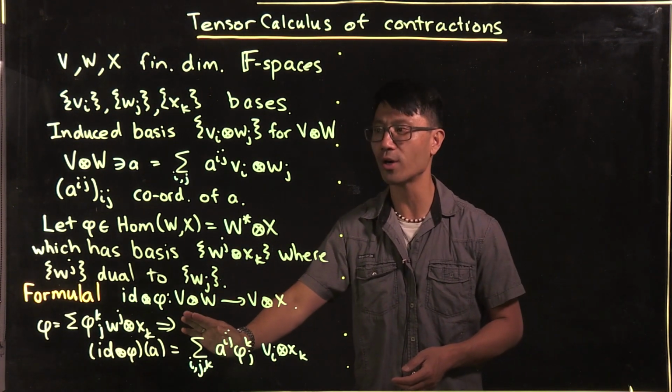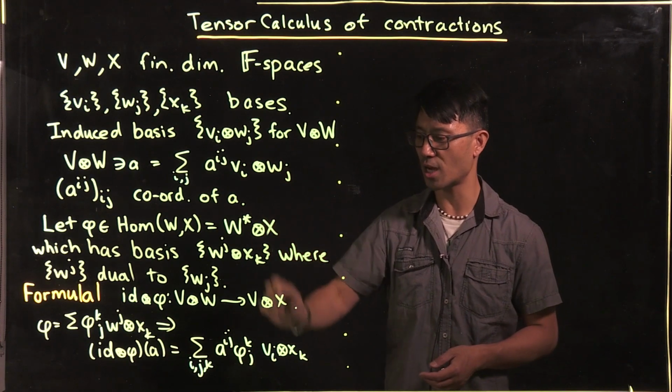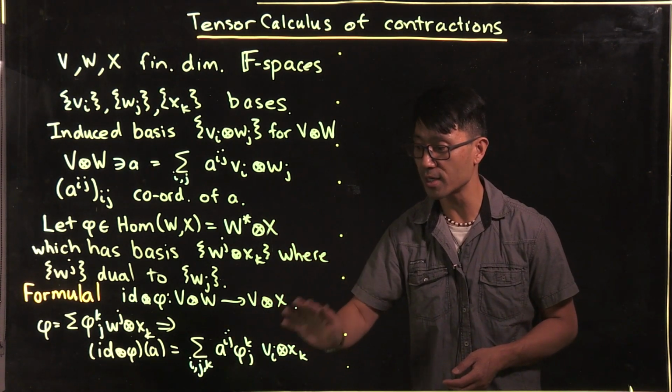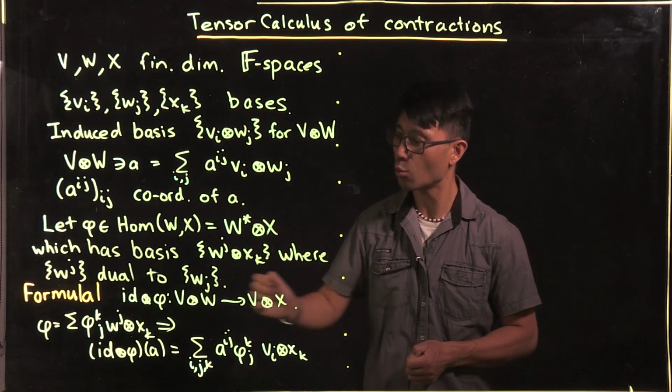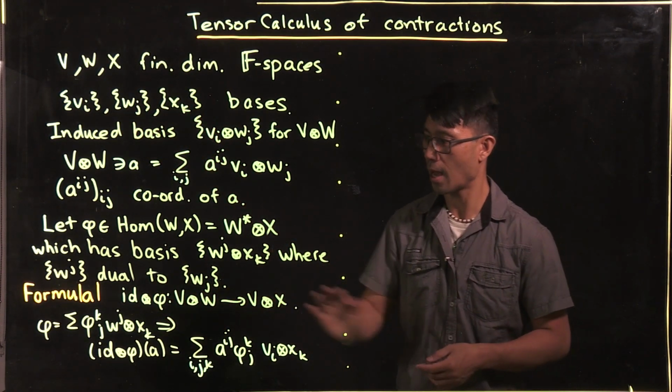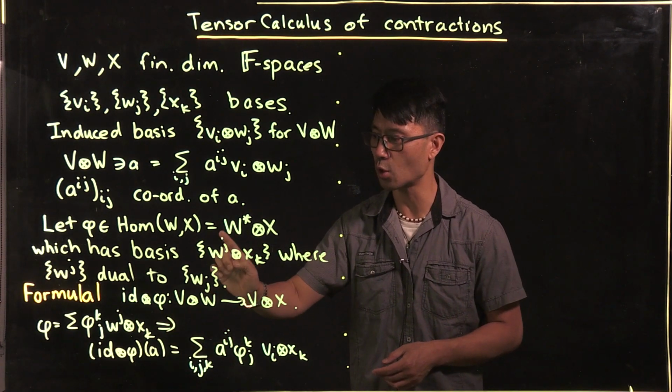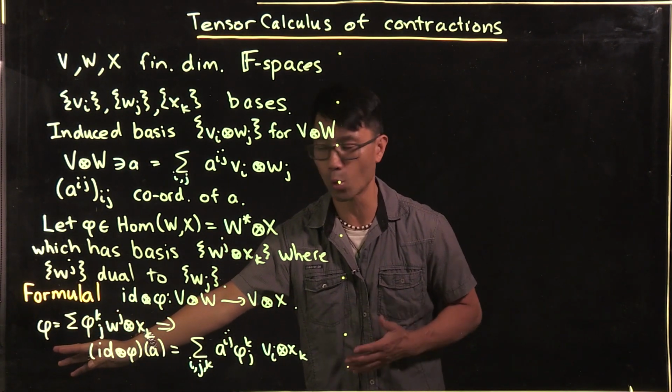And the point is, well, we've got coordinates here. That's these V_i tensor W_j's. And of course, similarly, we've got coordinates here given by the basis V_i tensor X_k's. So we should be able to say what happens on coordinates. And to do that, we need to know what phi is in terms of coordinates. Okay, so let's write down phi in terms of coordinates here.